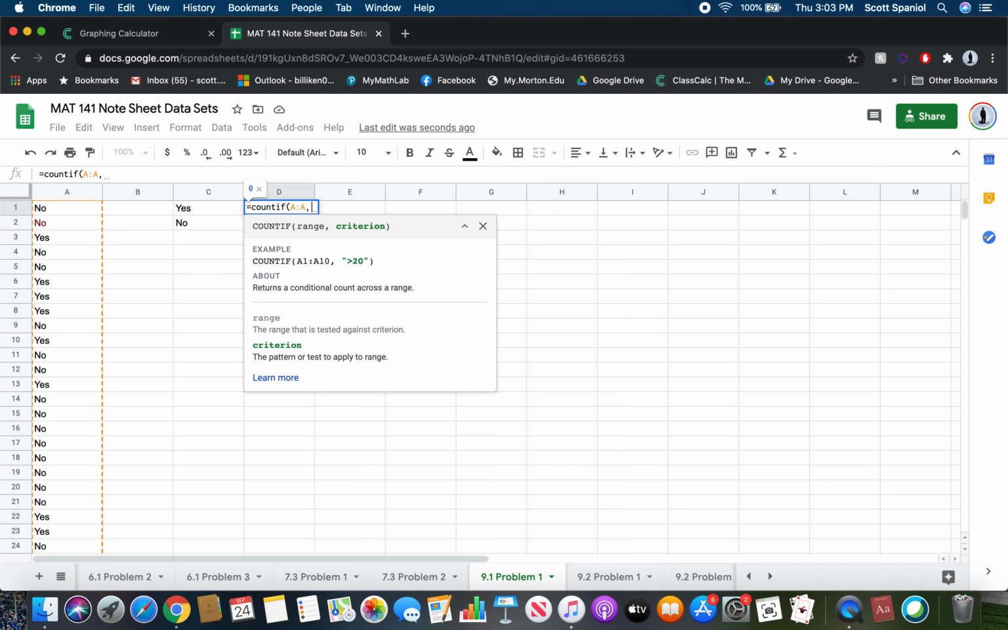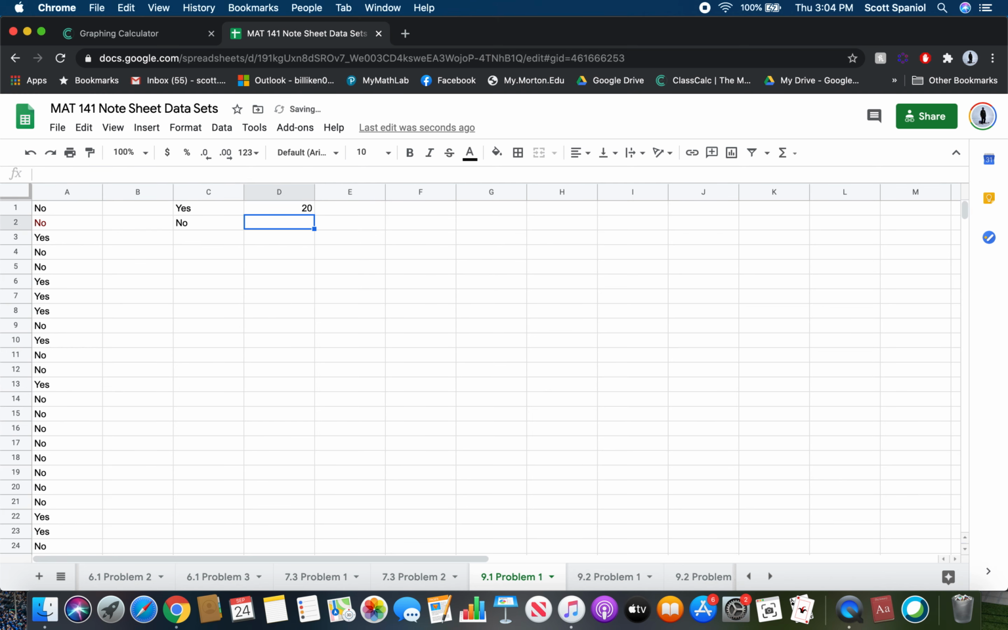And then I want to know if it says yes. So there are 2 ways to do that. You can just type in yes in apostrophes, or since I typed yes into C1, I can just tell it to match it to C1. So if it looks like C1, count it. And so when I did that, it counted 20 yeses.